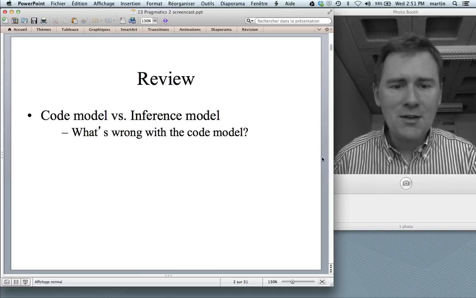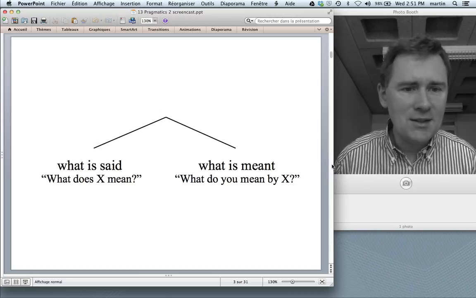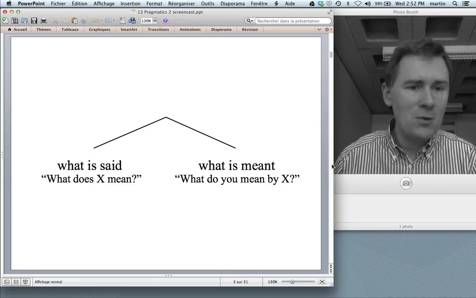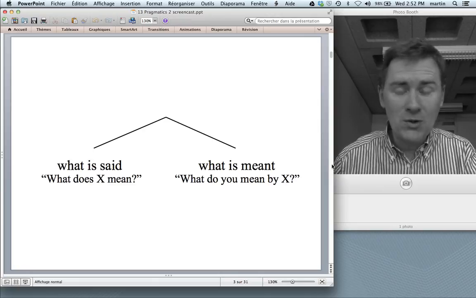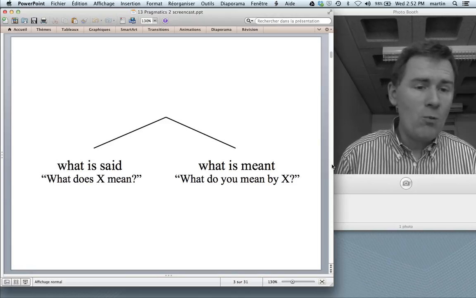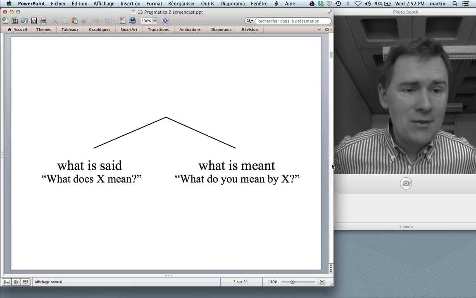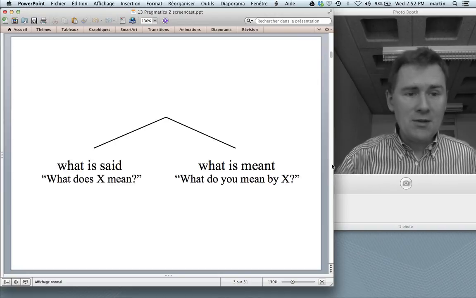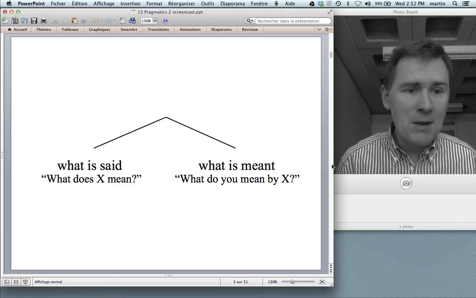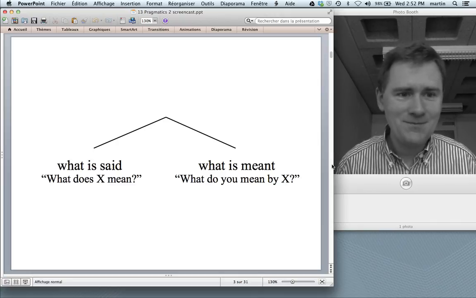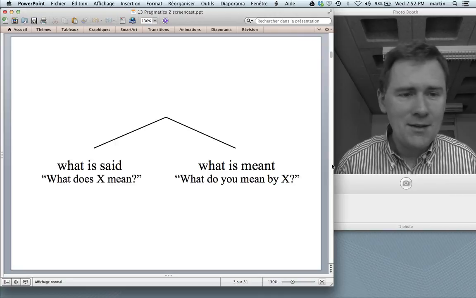Right. In that context, I invited you to distinguish between what is said, the locution of an utterance, what's there in the words, what do the words themselves mean, and what is meant by an utterance, what do you mean by X. And just to give you another example to illustrate this distinction, imagine that you have a friend and they're telling you, John is ready. Yeah, John is ready. That can mean very different things.